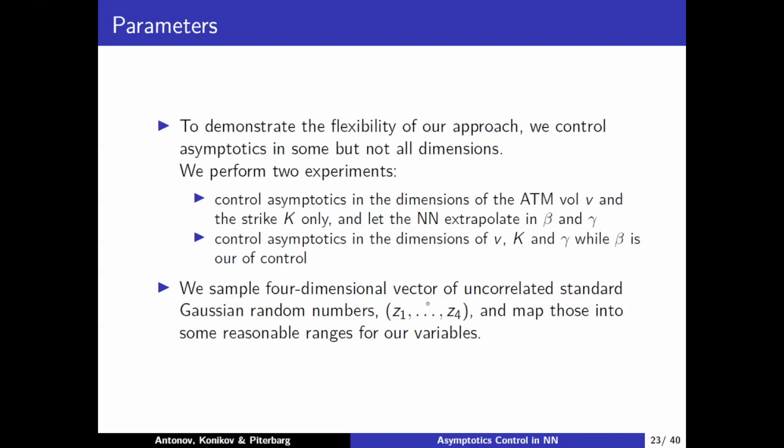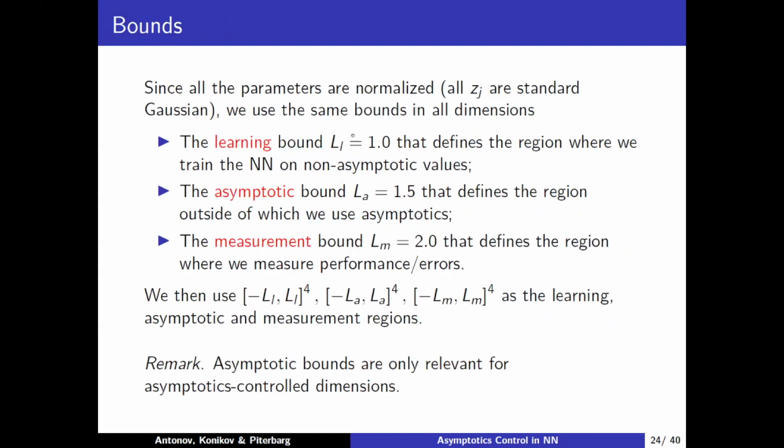So the bounds. Since all the parameters are normalized, our Z are standard Gaussian, well, they have standard Gaussian scale, we will use the same bounds in all the dimensions. So the learning bound will be between -1 and 1, so this LL. So we train our neural network. The asymptotics bound, where we glue the asymptotics, will be from -1.5 up to 1.5. And the measurement bound will be from -2 to 2. So we'll measure errors in the whole region.